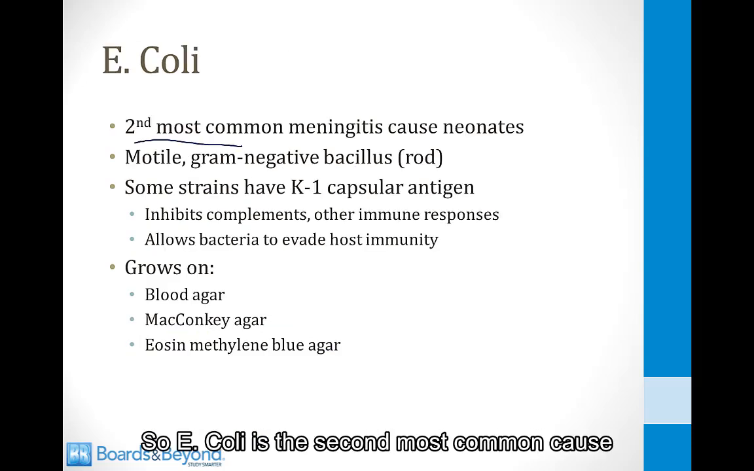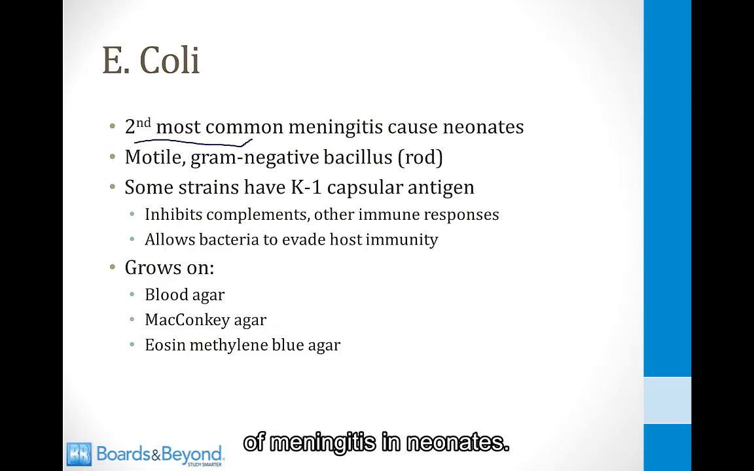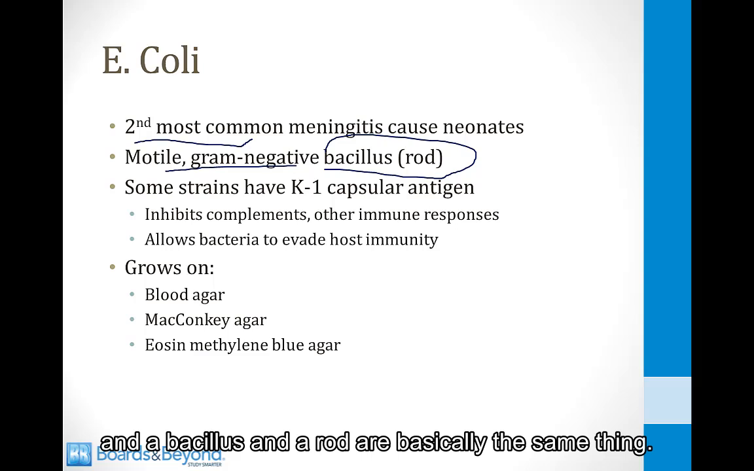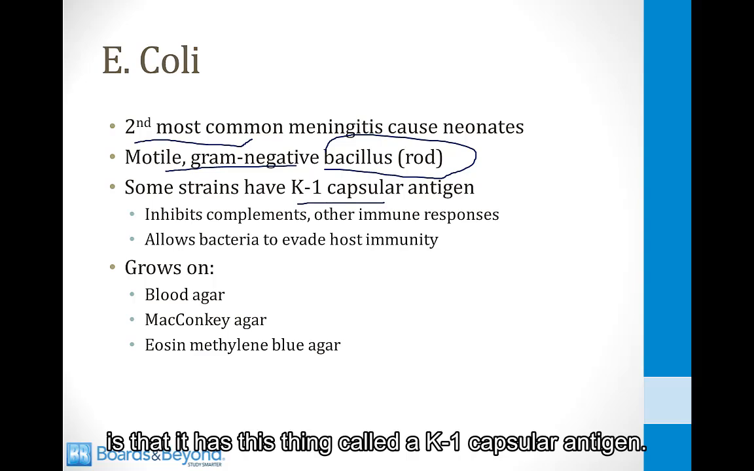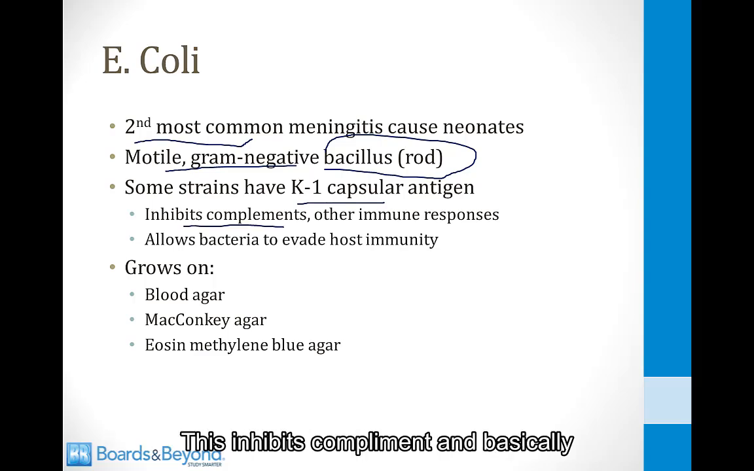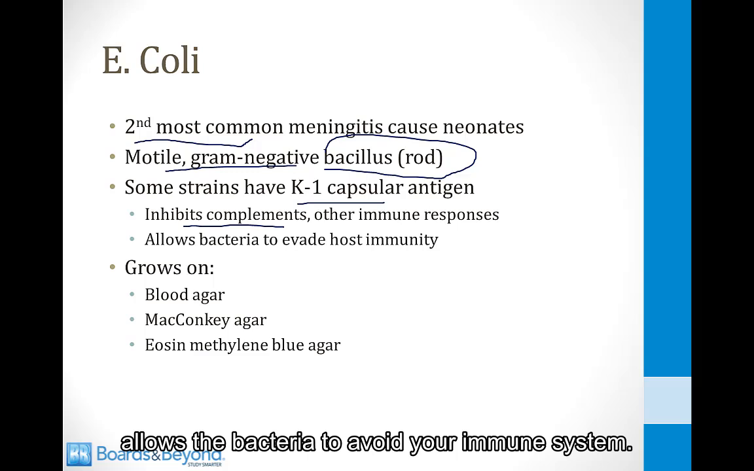So E. coli is the second most common cause of meningitis in neonates. It's a motile gram-negative bacillus, and a bacillus and a rod are basically the same thing. One of its important virulence factors is that it has this thing called a K1 capsular antigen. This inhibits complement and basically allows the bacteria to avoid your immune system.